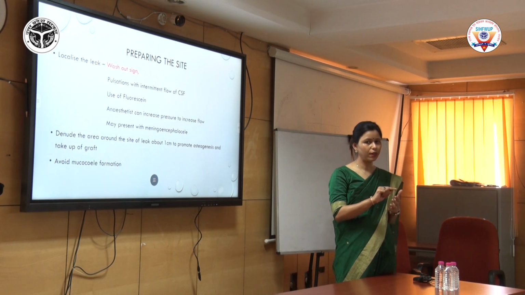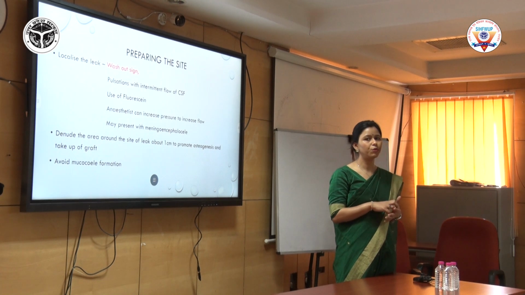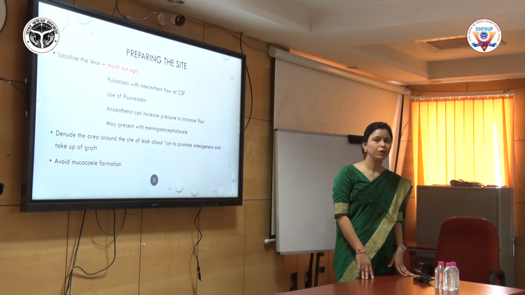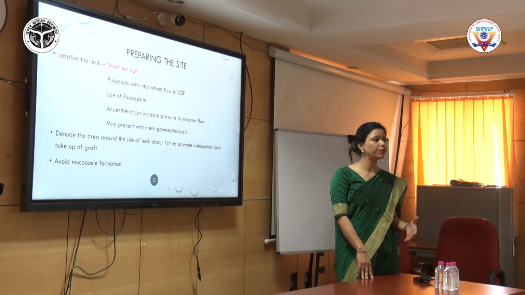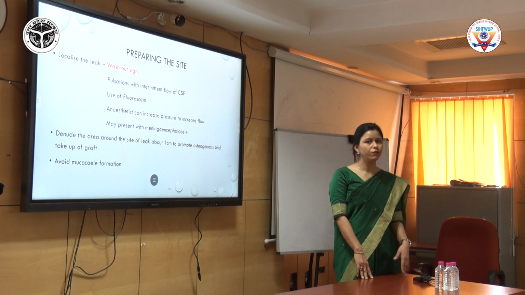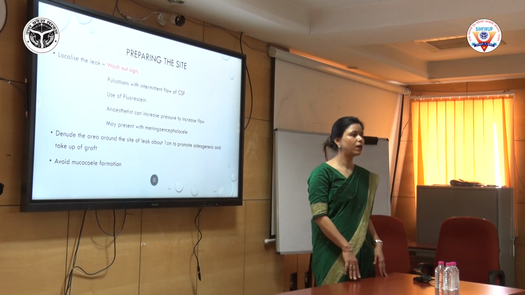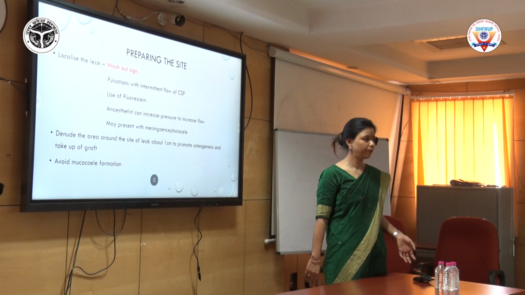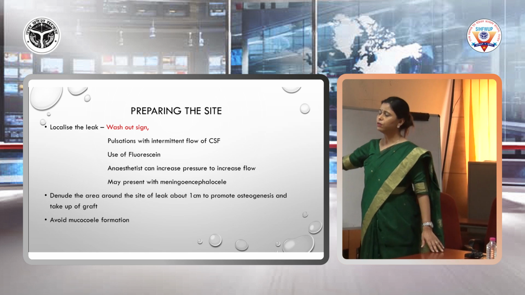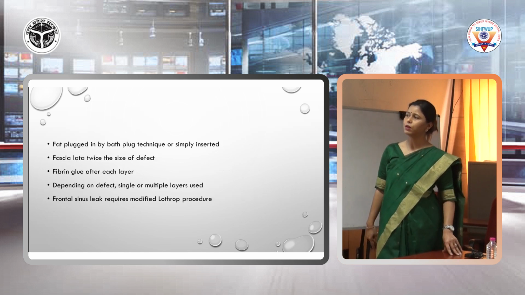We have to denude and localize the margins of the defect. Unless we remove the dura properly close to the skull base, we cannot delineate the defect area or the bone, because the bone is the place which will take up the graft. If dura or mucosa is present, it may or may not adhere. With dura it will not adhere, and if you place it over the mucosa, there are chances of mucocele formation underneath. So avoid mucocele formation and remove the mucosa all around.